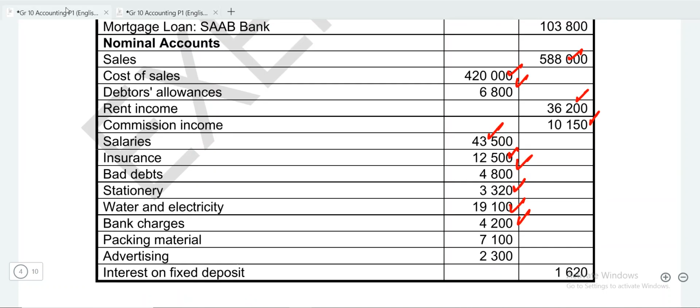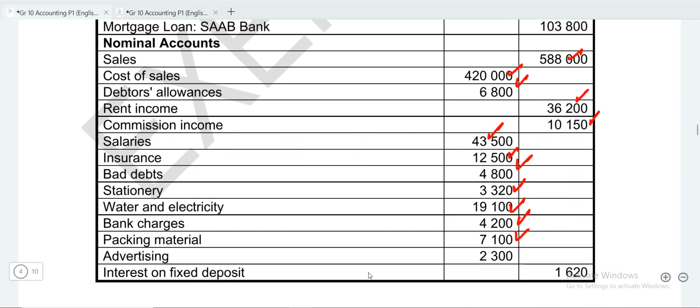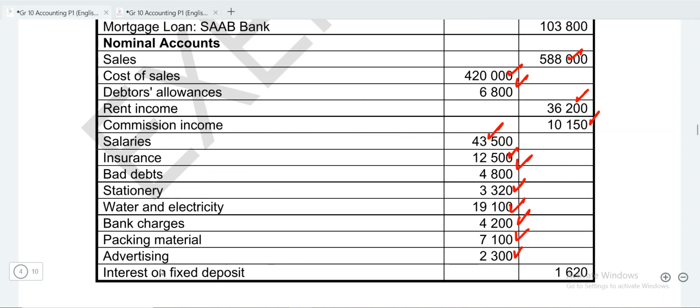We have packing material for 7,100. This packing material was not recorded, so we will enter it here. Packing material, 7,100. Okay, and then from there we check what else are we given. We have the advertising for 2,300 has already been recorded, so there's no need for us to include it again. Then we move. We are then given interest on fixed deposit.